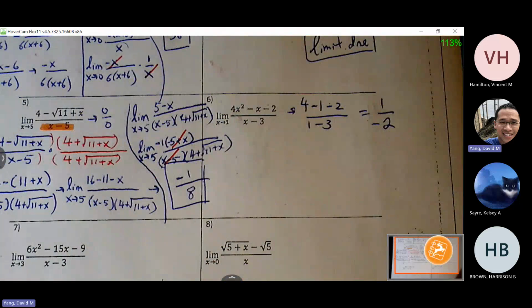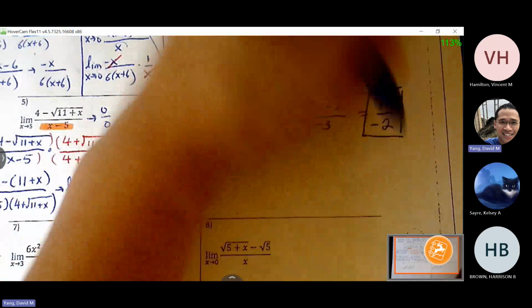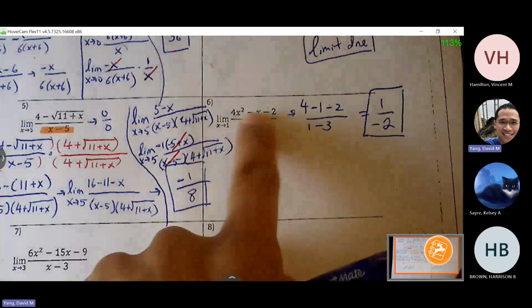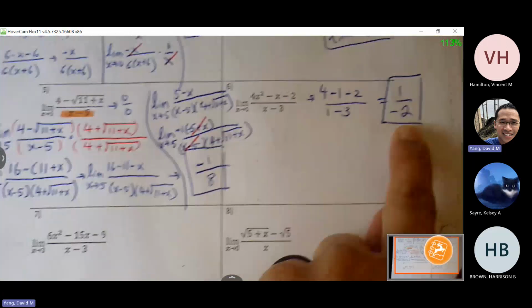Anything else we need to do? No, that's our limit, right? So if we get a real number, then there's no need to do any factoring, any reducing, because we already have our answer.